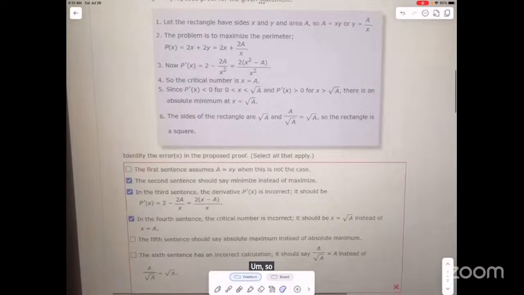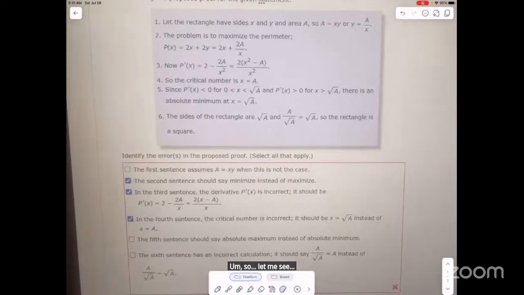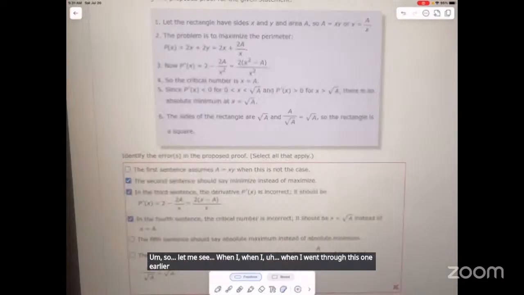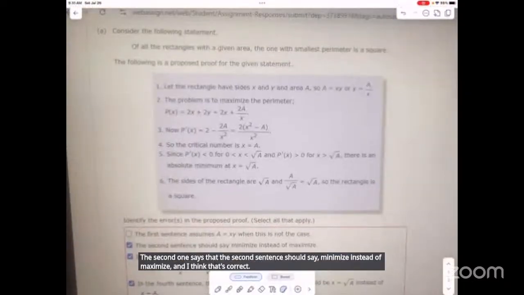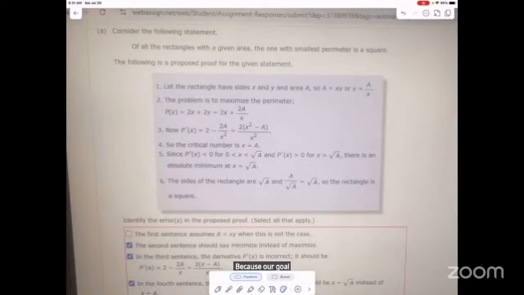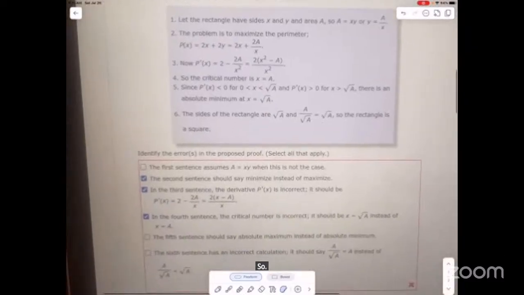So let me see. When I went through this one earlier, of these 3 that are checked, I got that the first one checked is correct, the second one checked is incorrect, and the third one checked is correct. So that's what I got when I did it earlier. The second one says that the second sentence should say minimize instead of maximize, and I think that's correct because our goal is we want to minimize the perimeter. So in that second step, we wanted to minimize perimeter.